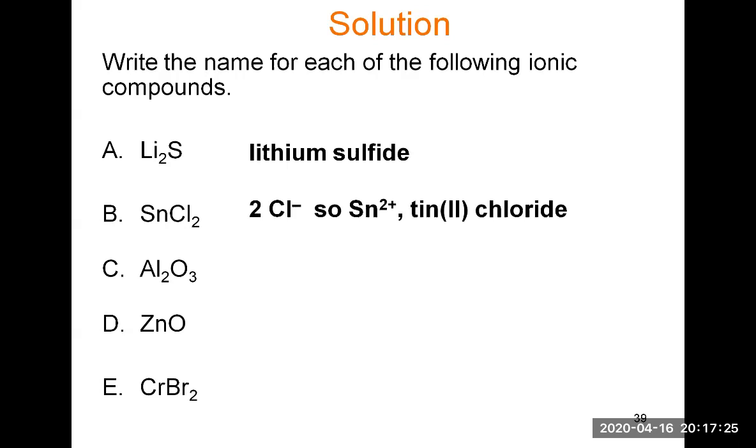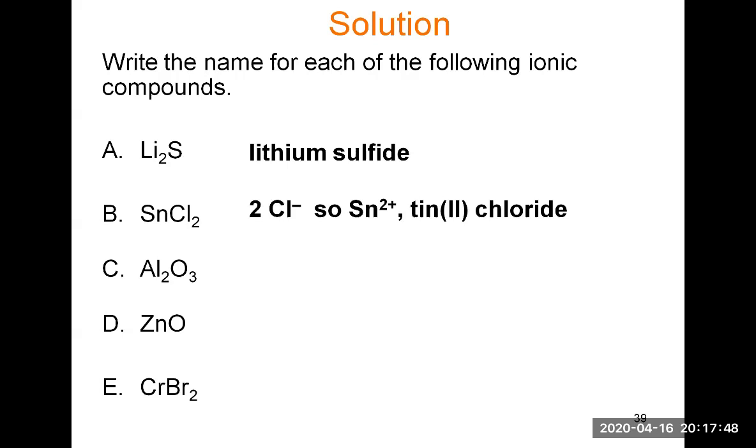Right? When you have a variable charge metal like that, you need to use the anion to retrieve the charge on the metal in that formula, using the fact that the formula is neutral. The total number of positive charges must equal the total number of negative charges.